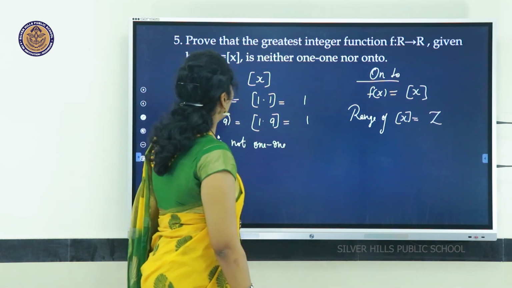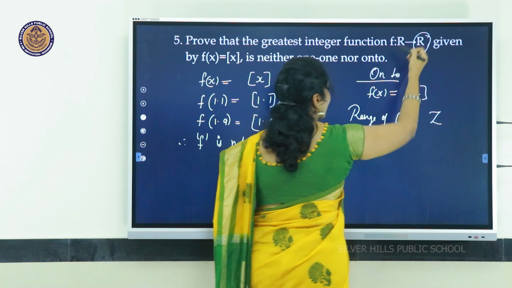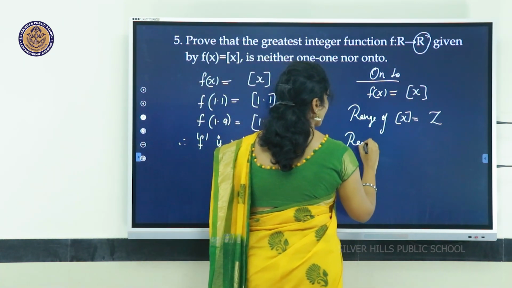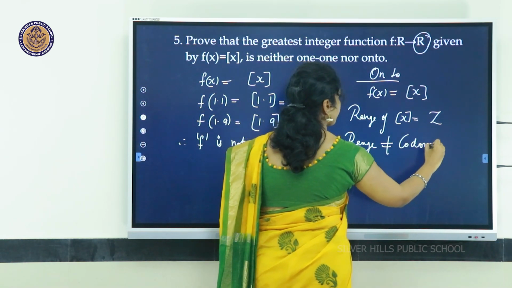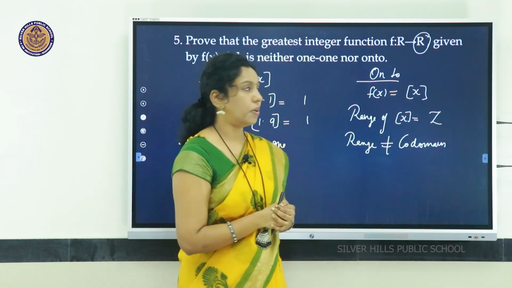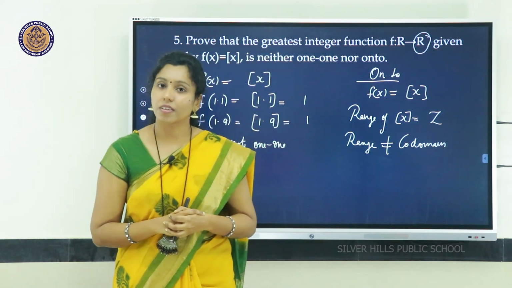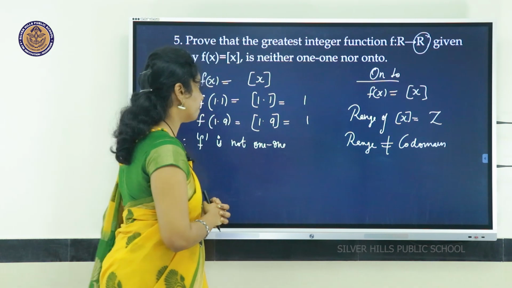Now, what is our codomain? The function is from R to R, so our codomain is R. So, I can say range is not equal to the codomain. So, we proved that the given function is not onto. It is neither 1-1 nor onto.